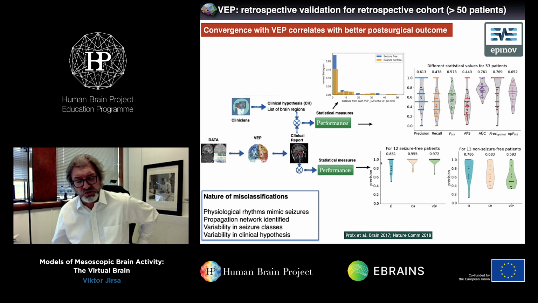So the precision, which is equivalent to specificity, a statistical classification metric, we're doing pretty well. And it falls down when the patients are non-seizure free, which is actually good, implying that there is some causality in the system. But this is still retrospective. Or we can compare the seizure-free versus non-seizure-free patients in terms of the distance between what the virtual brain predicted and what the clinicians actually did, as represented here.